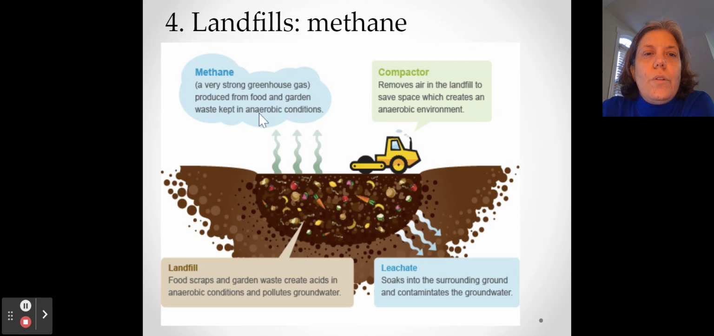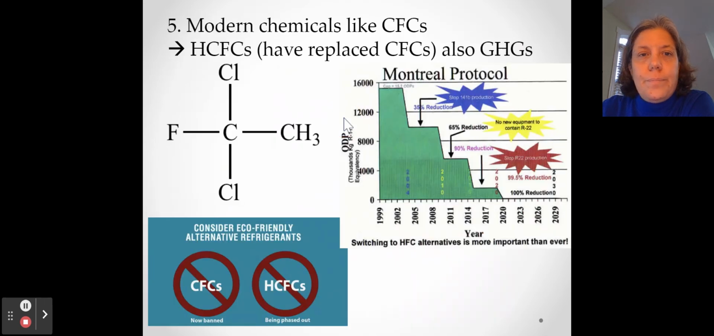Methane is produced from food and garden waste that's kept in an anaerobic condition without oxygen in here. So see, when I have my landfill truck driving along, he's compacting the soil here, which is removing air in the landfill because I'm trying to create save space. That creates an anaerobic environment, and then that's releasing methane into the atmosphere. And you know that sanitary landfills sometimes try to capture this methane, so they're actually trying to work on that.